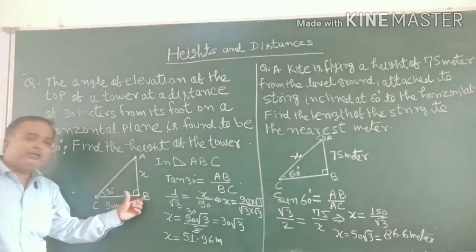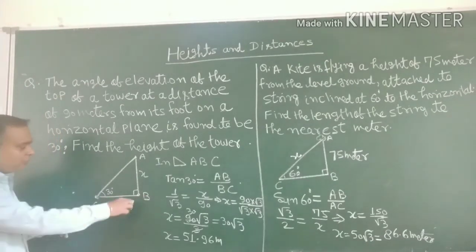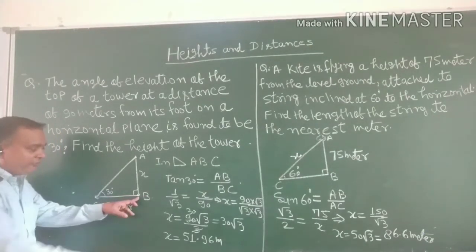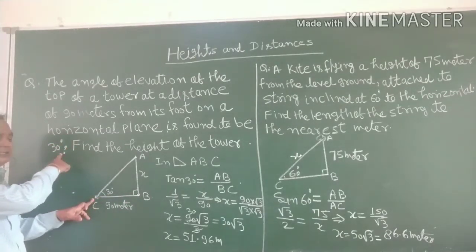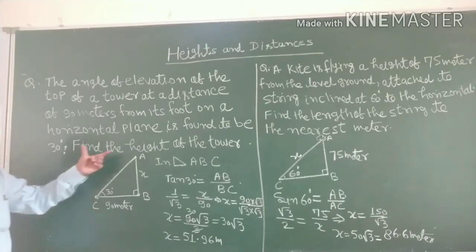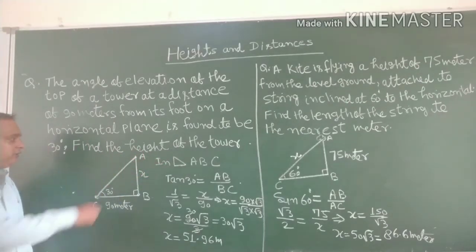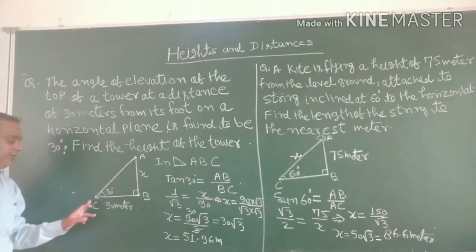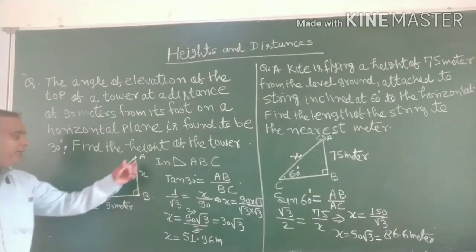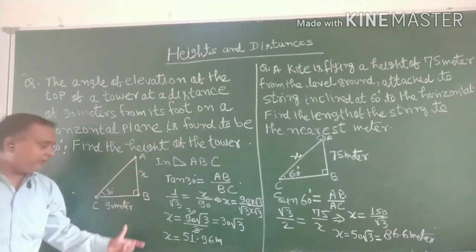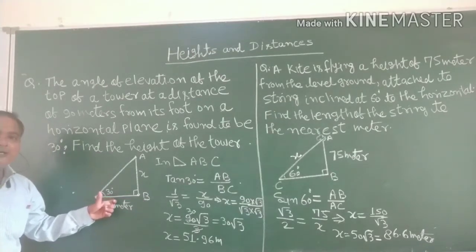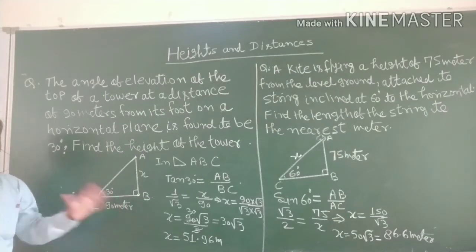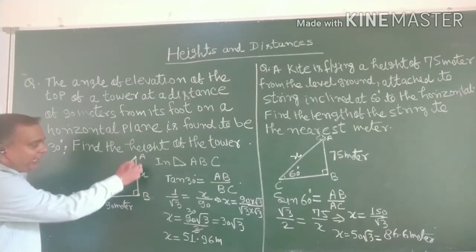B is a point on the horizontal line. The point 90 meters away from the foot of the tower is point C. The angle of elevation is 30 degrees. So we have to find the height of the tower. We can say ABC is a right angle triangle, where AB is the height of the tower, BC is the distance from the foot of the tower to point C, and 30 degrees in this case is the angle of elevation.